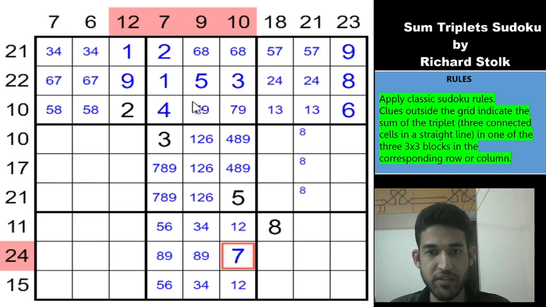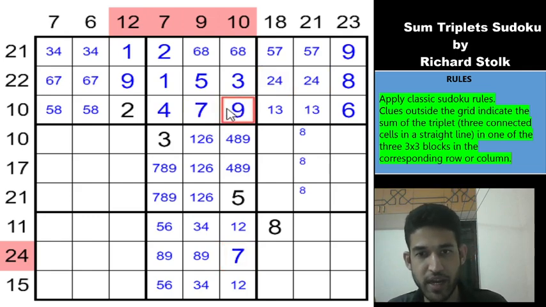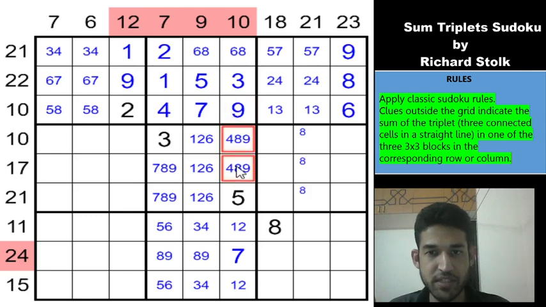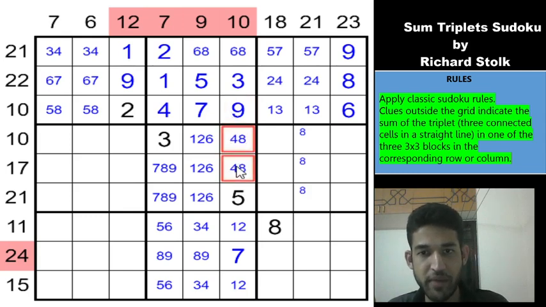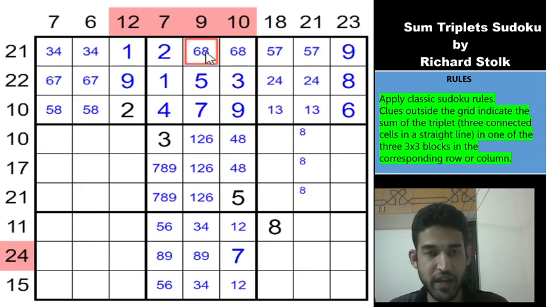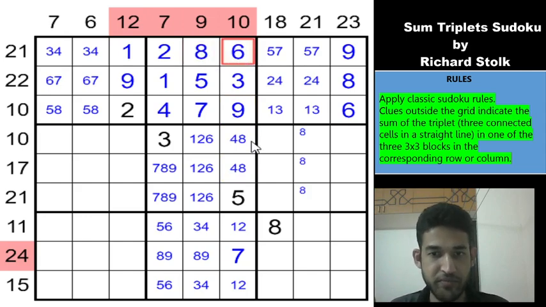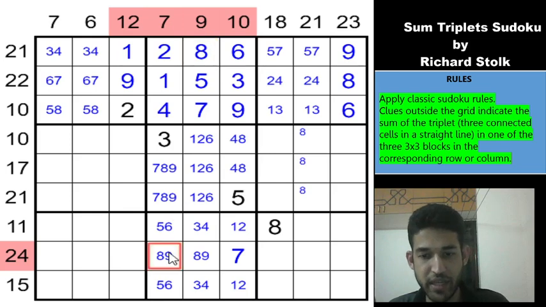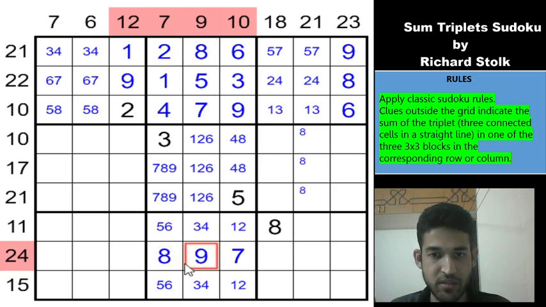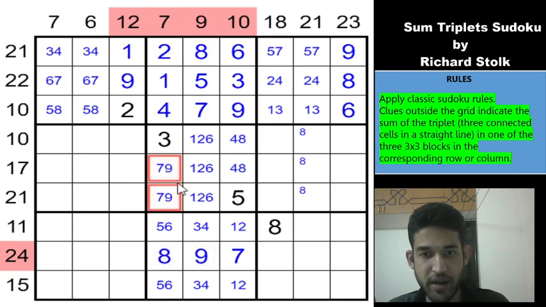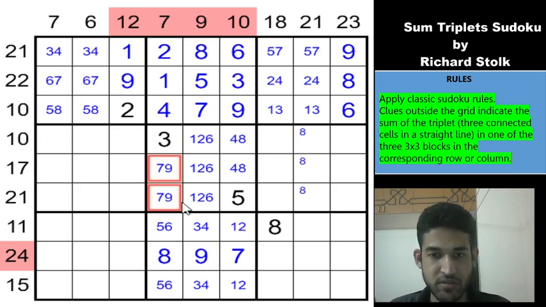You have a 7 here, which means that you can resolve this 7, 9 pair. And which means these 2 cells become 4, 8 pair. And this 8 gives an 8 here and a 6 here. And this 8 resolves this 8, 9 pair. This 8 gives a 7, 9 pair. Okay, we have quickly resolved the middle boxes.